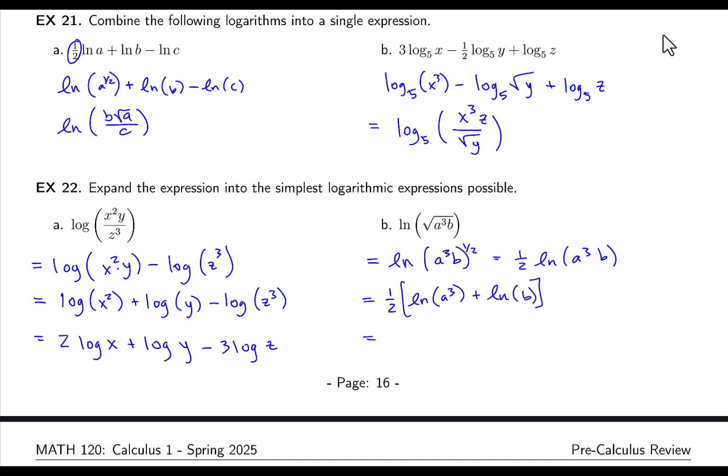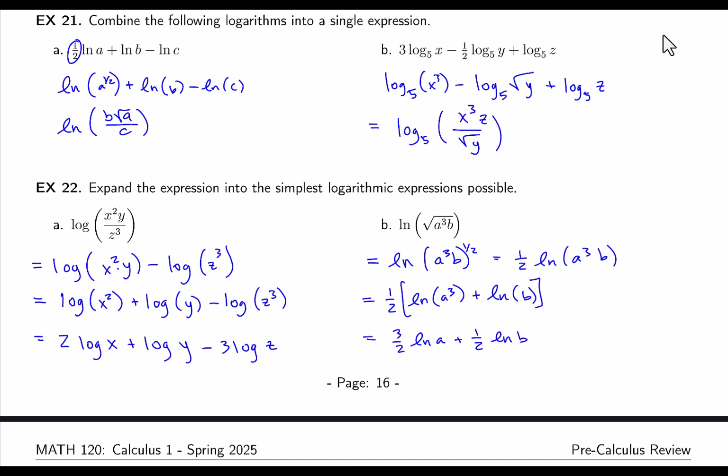All right, now I have an exponent on the argument of the first logarithm. Sorry, I keep saying that. That can come out as a constant multiplier. And then for simplicity, I'm going to go ahead and distribute the 1/2 and say this is going to be 3/2 natural log of A plus 1/2 natural log B.